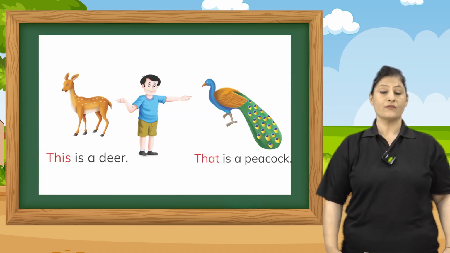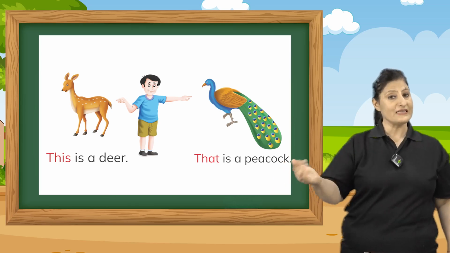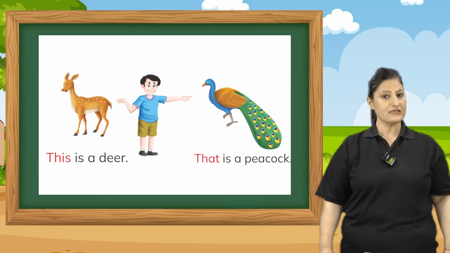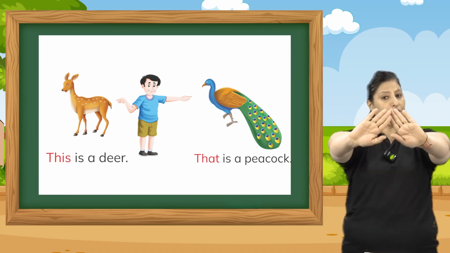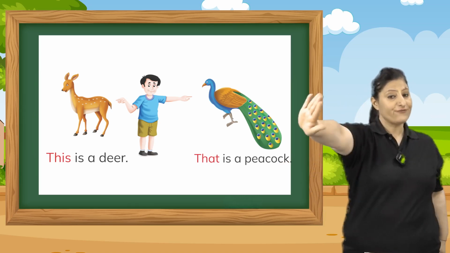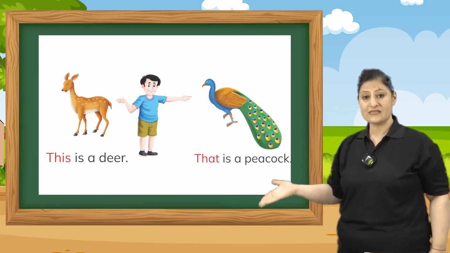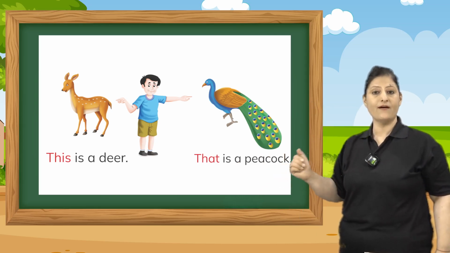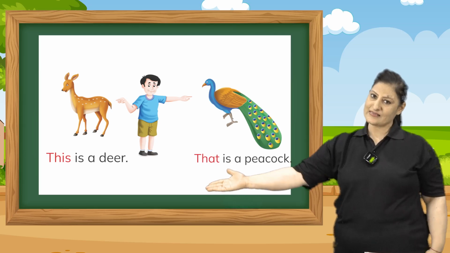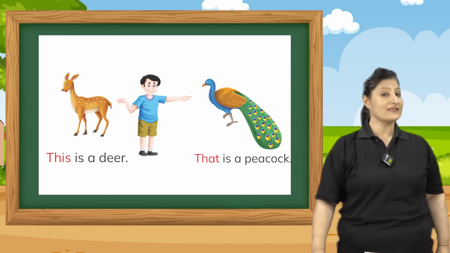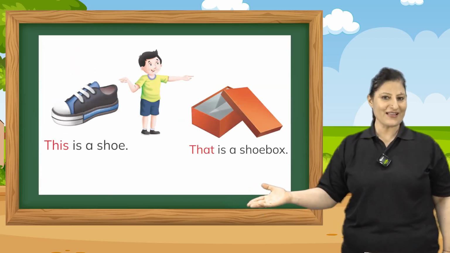Now look here, the boy. The boy is near a deer and is far from a peacock. So the boy is saying, this is a deer. That is a peacock. Let's look at another example.